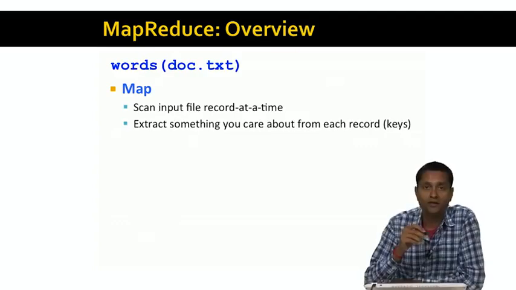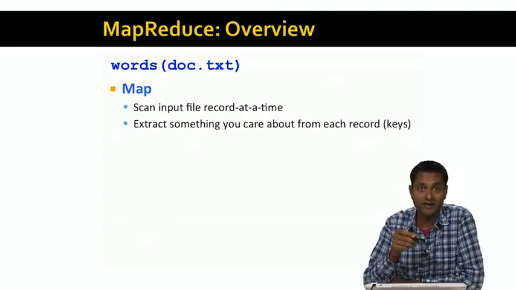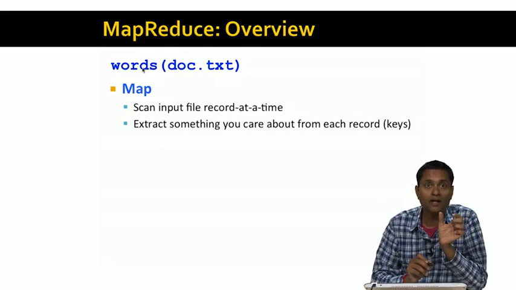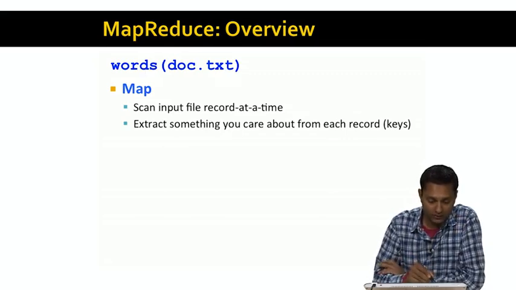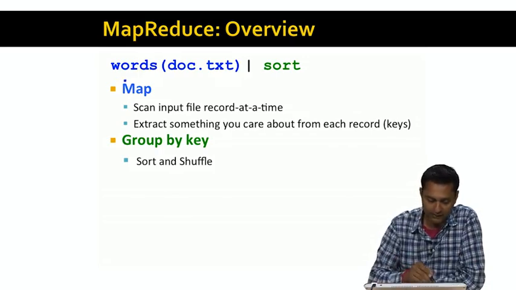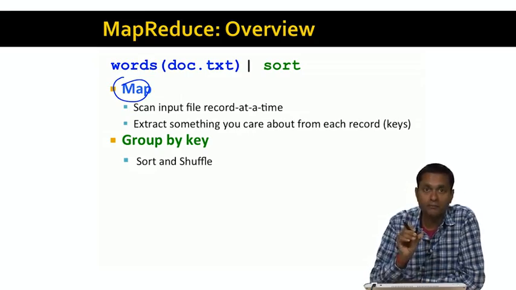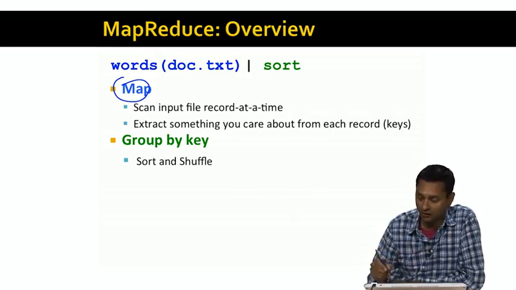So let's look at an overview of MapReduce using this example, right? The first step that we did was we took the document, which was our input, and we wrote a script called words that output one word to a line. This is what's called the map function in MapReduce. The map function scans the input file a record at a time, and for each record, it pulls out something that you care about. In this case, it was words. You can output one or multiple things for each record, and the things that you output are called keys.